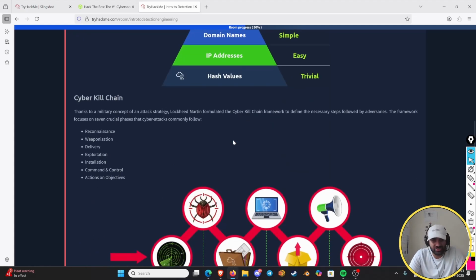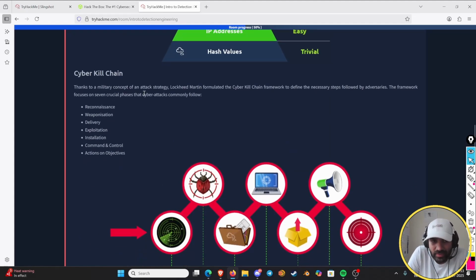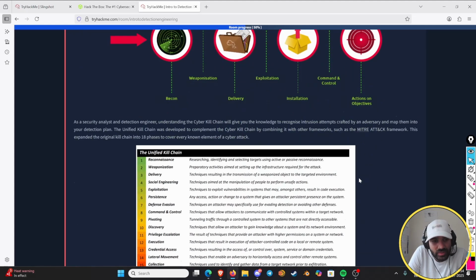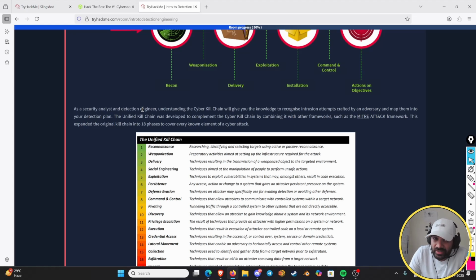So, the cyber kill chain. Thanks to the military concept of an attack strategy, Lockheed Martin formulated the cyber kill chain framework to define the necessary steps followed by adversaries. The framework focuses on 7 crucial phases that cyber attacks commonly follow, starting from reconnaissance all up to action on objectives. So recon, weaponization, delivery, exploitation, installation, command and control. As a security analyst and a detection engineer, understanding the cyber kill chain will give you the knowledge to recognize intrusion attempts crafted by an adversary and map them into your detection plan.